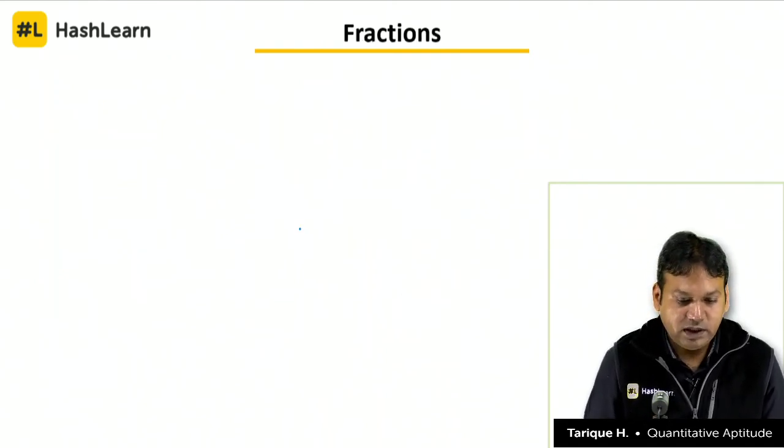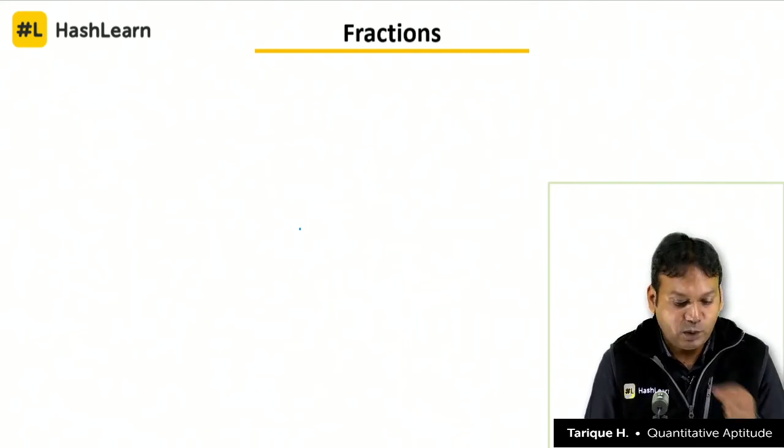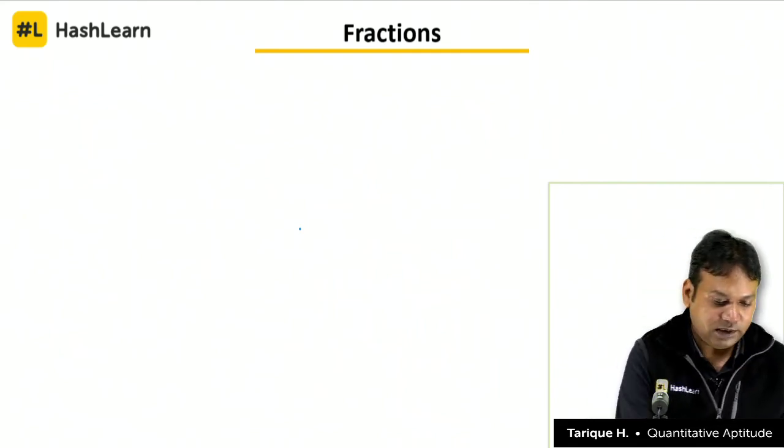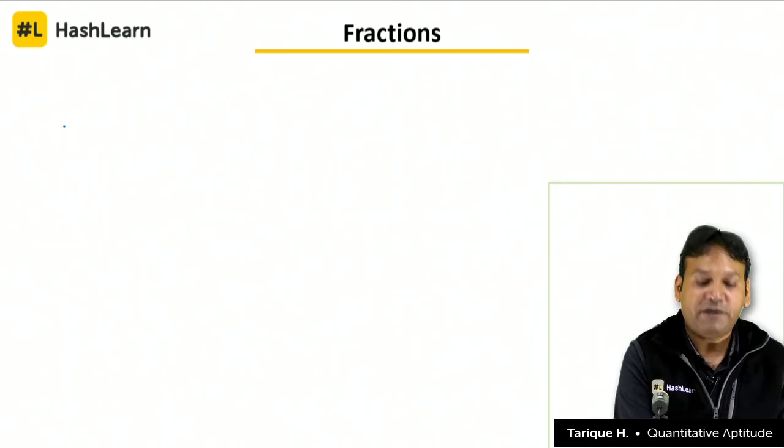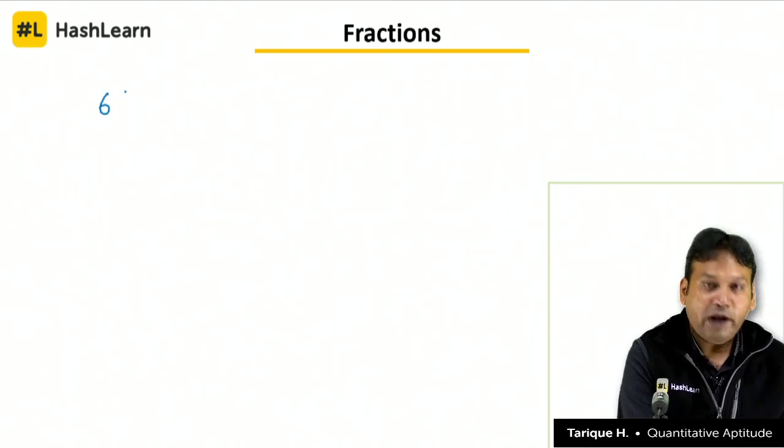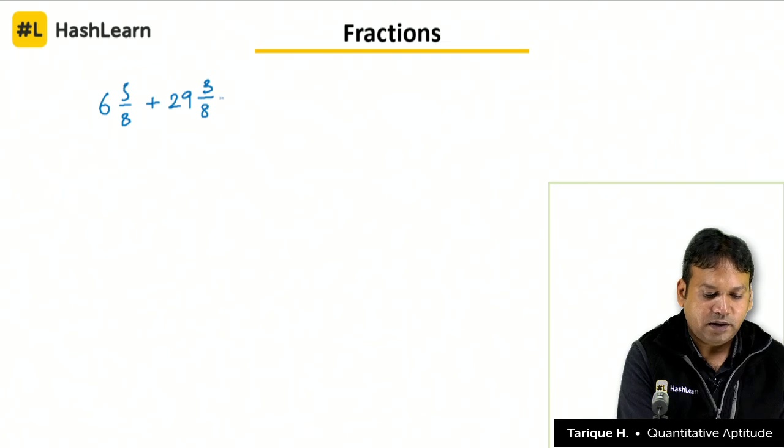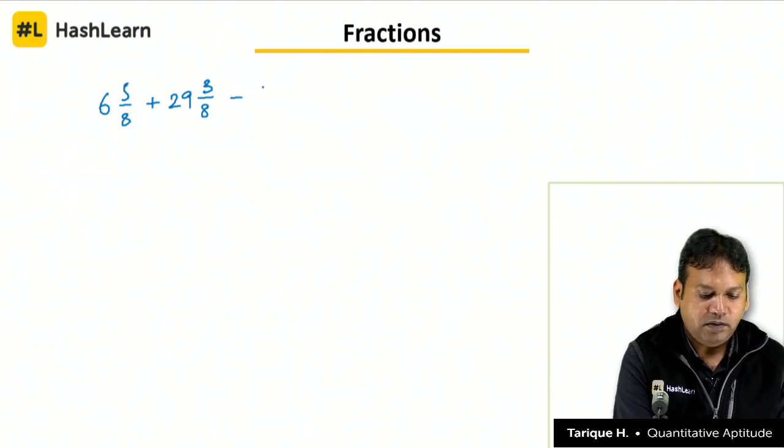Okay, so next we will look at some of the concepts of fractions. In fractions, what basically I want you to understand is this concept. Suppose you are working in fractions and you are solving this: 6 5 by 8 plus 29 3 by 8 minus, let us say, 31 1 by 8. Okay, what is it equal to?